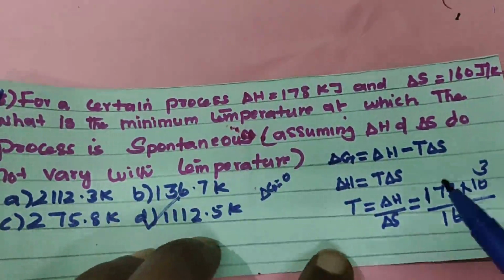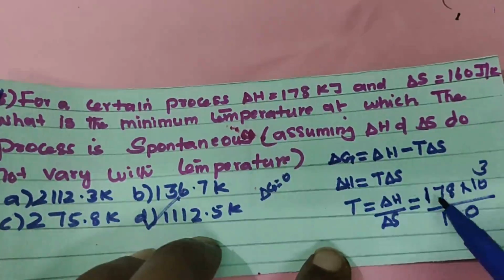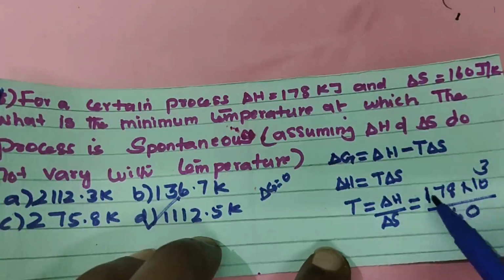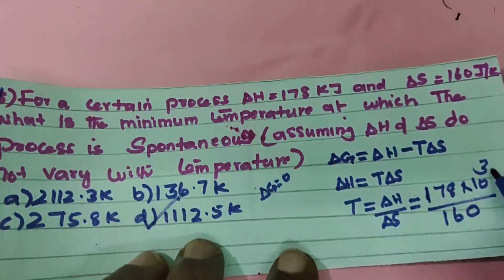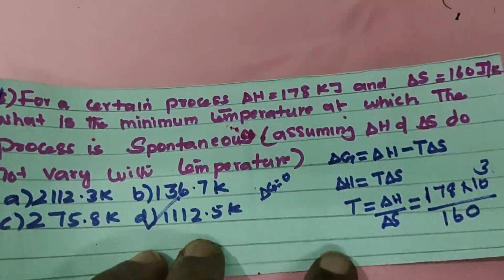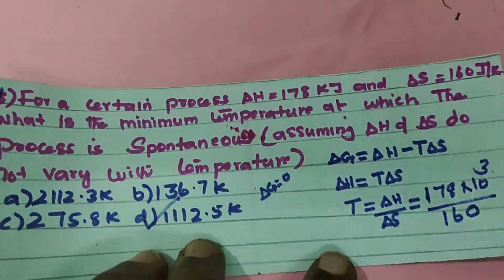So here the equilibrium condition is very important: delta G is equal to 0. Here 178 divided by 160, 160 is just a little below, so the value is a little greater than 1. So 1 into 10 raised to 3, 1000. Here 1112.5, that is Kelvin. The temperature is important, here Kelvin scale.